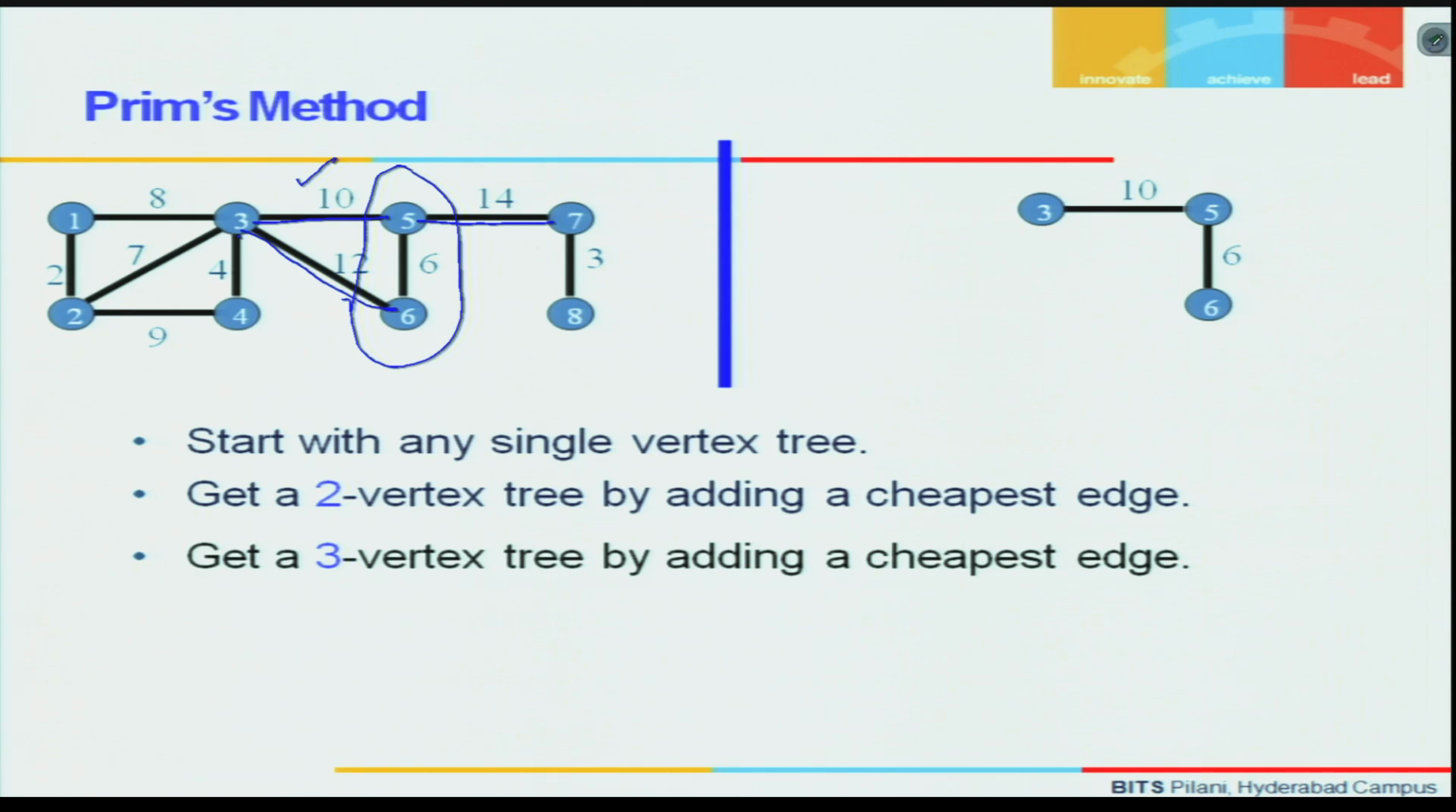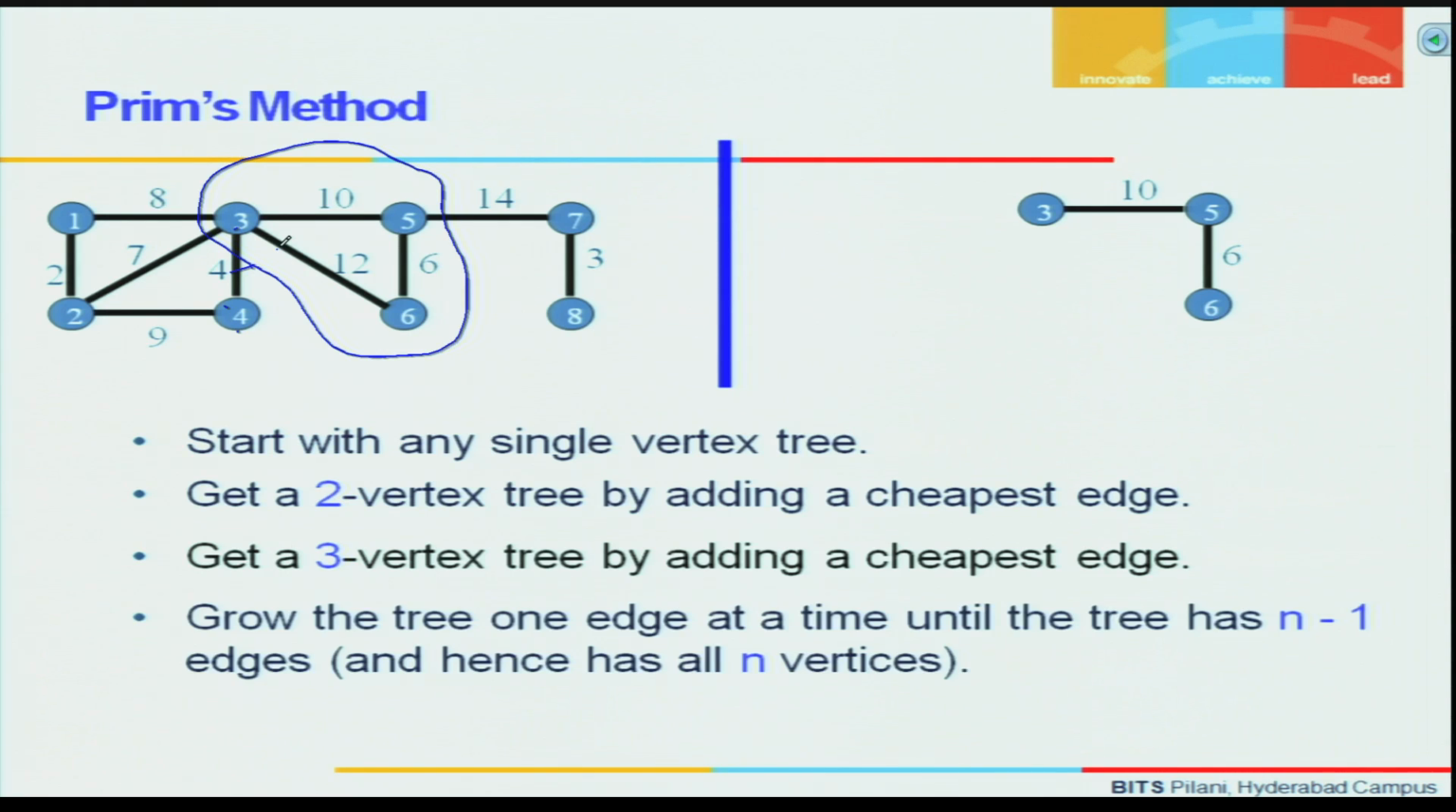Now your S is this. Out of this S, how many edges are going out? That is 3 comma 1, 3 comma 2, 3 comma 4, 5 comma 7. Among these, which edge has the minimum weight? 3 comma 4. Hence put 4 into S and select 3, 4 into your edge set of the spanning tree.